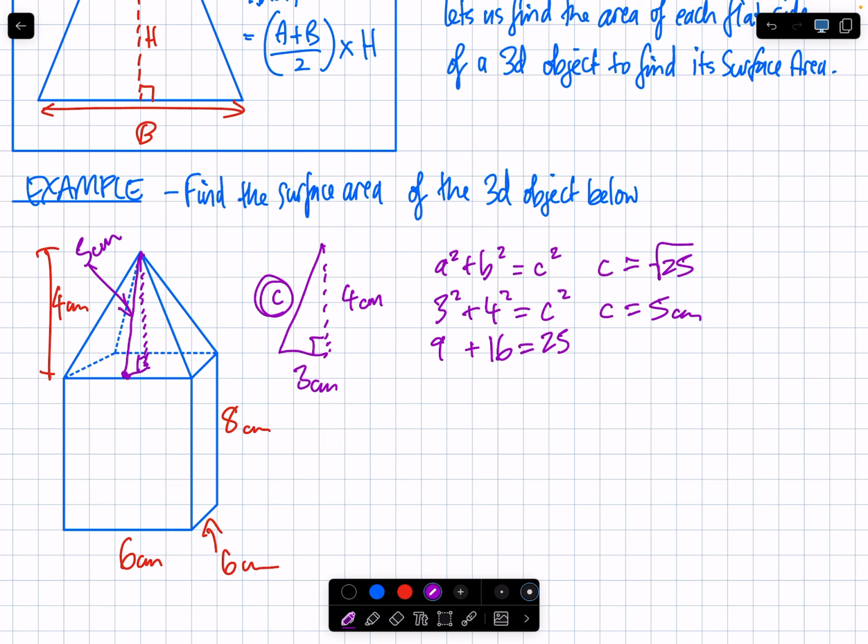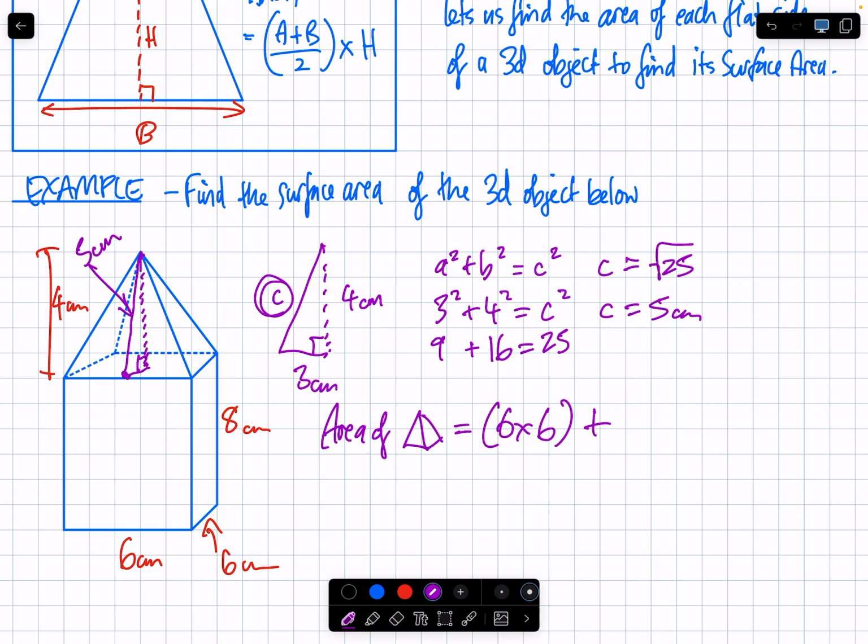So let's find the area of the pyramid equals. What would the base of this pyramid be? What shape would the base of that pyramid be? Rectangle, square? It's a square. You're being told that it's 6 by 6. So you've got 6 times by 6.